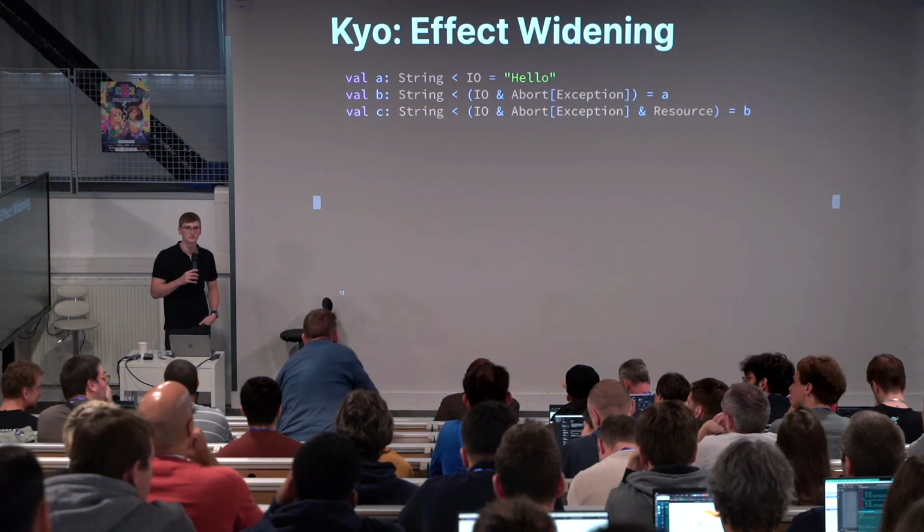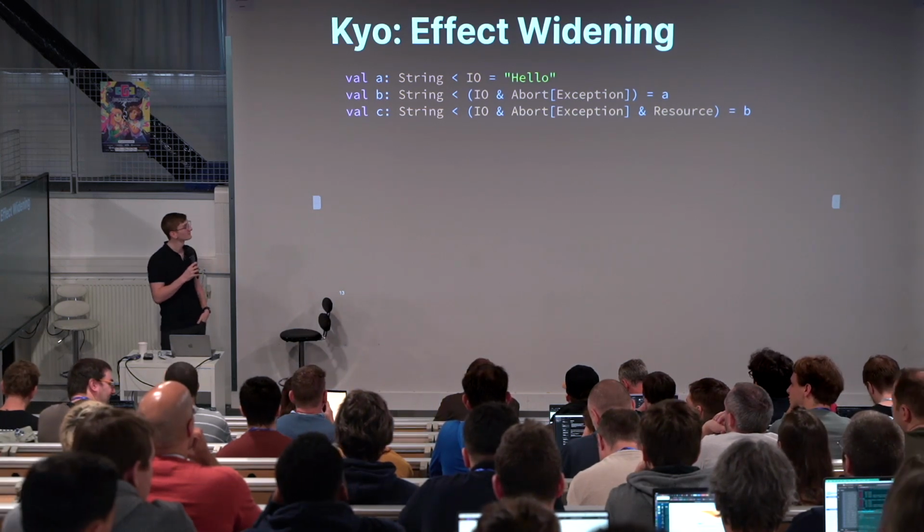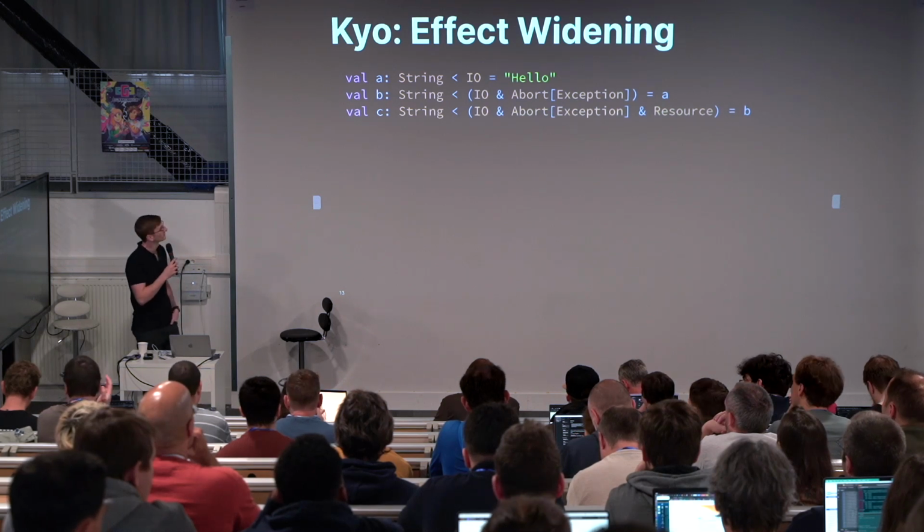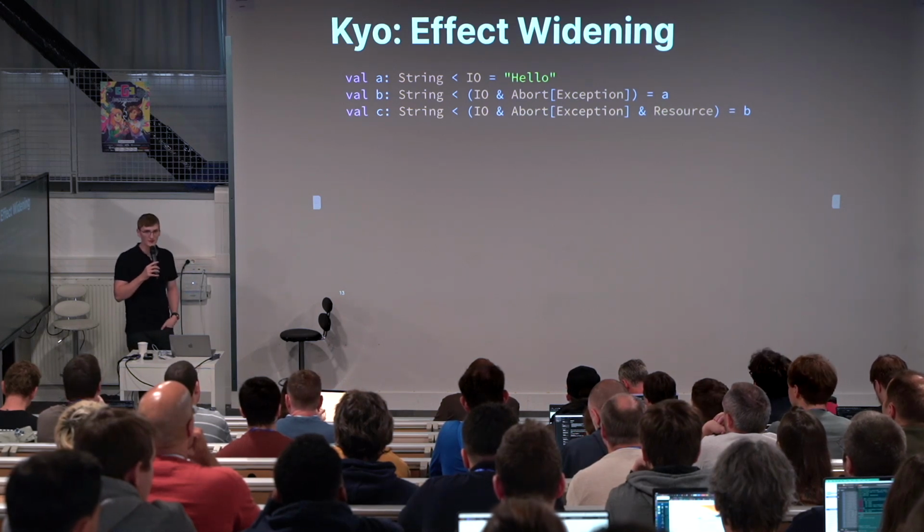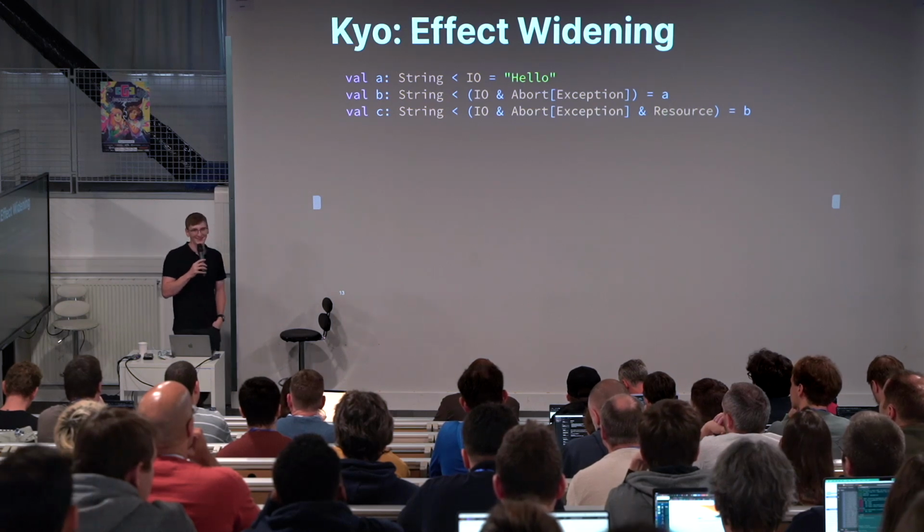Question from somebody who doesn't understand anything about effect systems, but you're using this ampersand operator between type names. And you keep calling that widening. But isn't intersection narrowing, not widening?